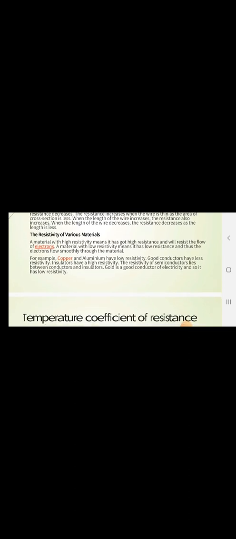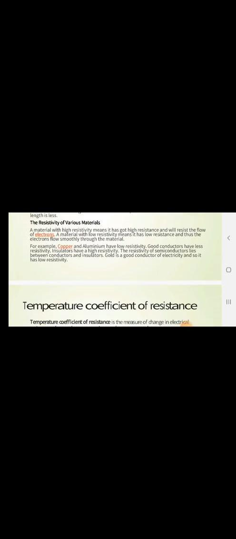So therefore, copper and aluminum have low resistivity. Good conductors have less resistivity. Insulators have high resistivity. So the resistivity of semiconductor lies between the conductors and insulators. Gold is a good conductor of electricity and so it has low resistivity.